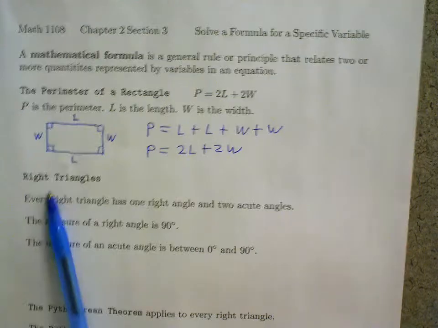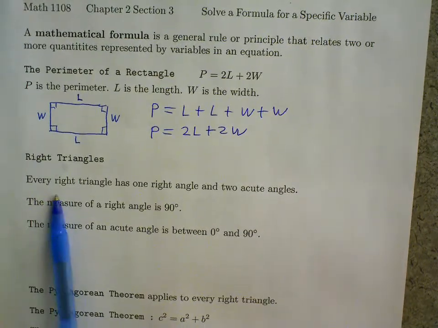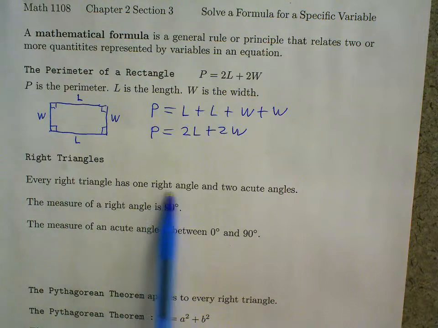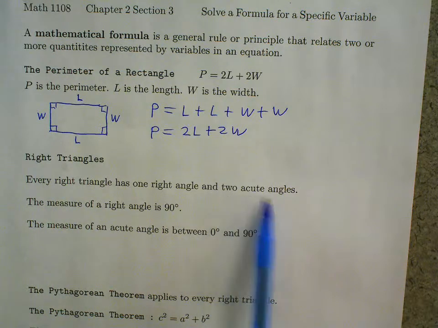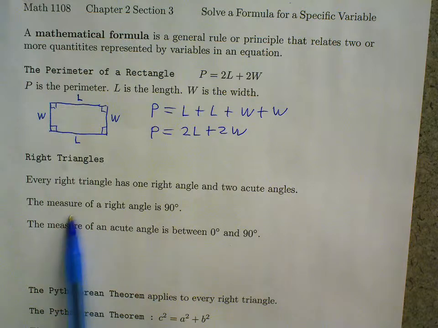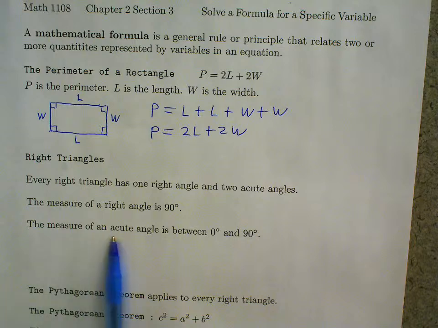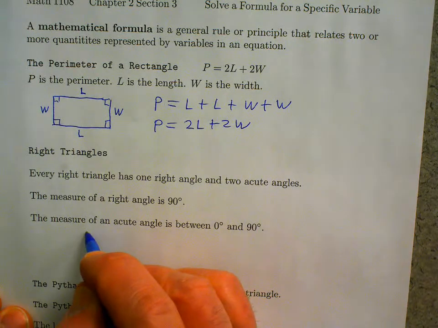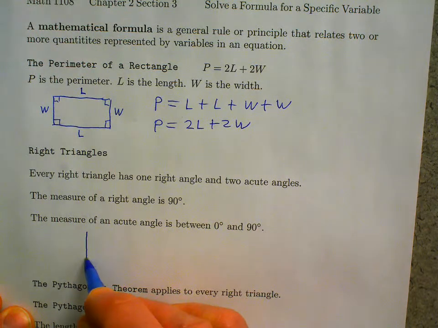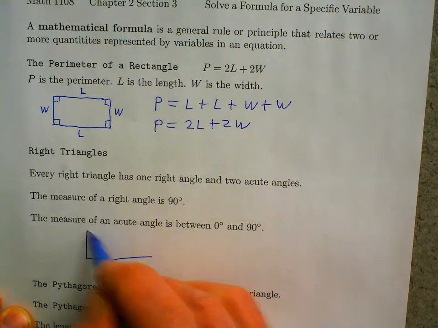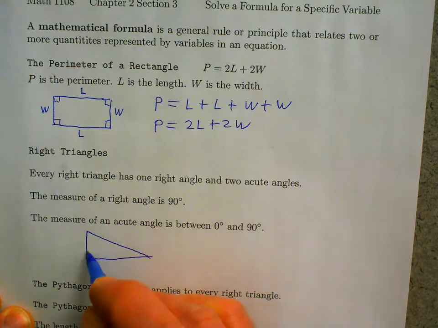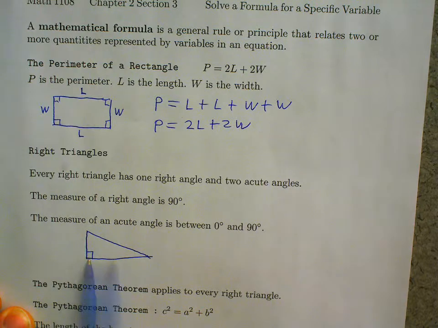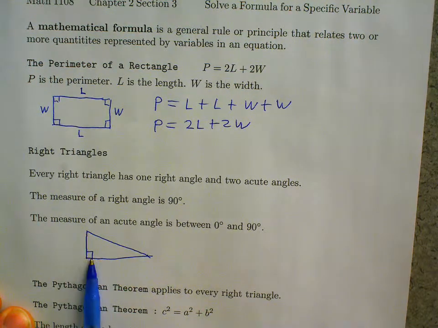The next topic, right triangles. Every right triangle has one right angle and two acute angles. A right angle is 90 degrees, and the measure of an acute angle is between 0 degrees and 90 degrees. There are many right triangles, but they all have one thing in common. They all have one angle that is a right angle, or 90 degrees.